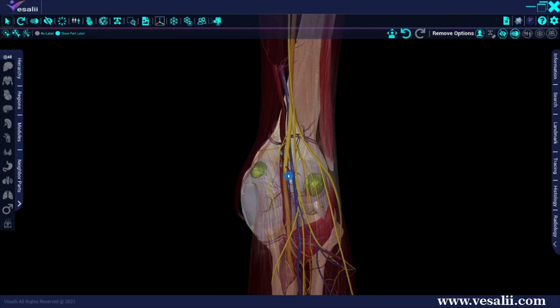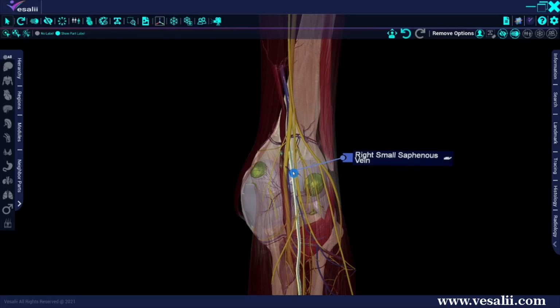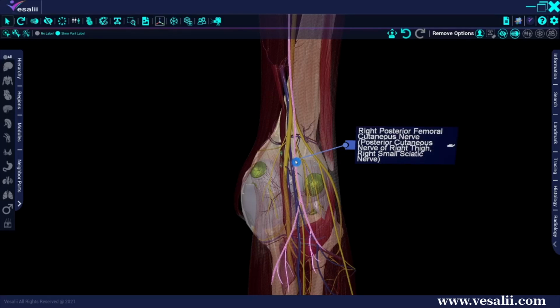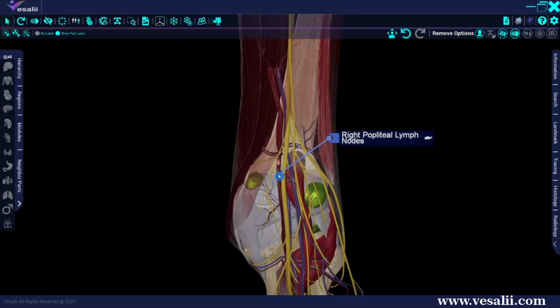The main contents of the popliteal fossa are the popliteal artery, the popliteal vein, the tibial nerve, the common fibular nerve, the small saphenous vein, the posterior cutaneous nerve of the thigh, the genicular or articular branch of the obturator nerve, the popliteal lymph nodes, and bursa.